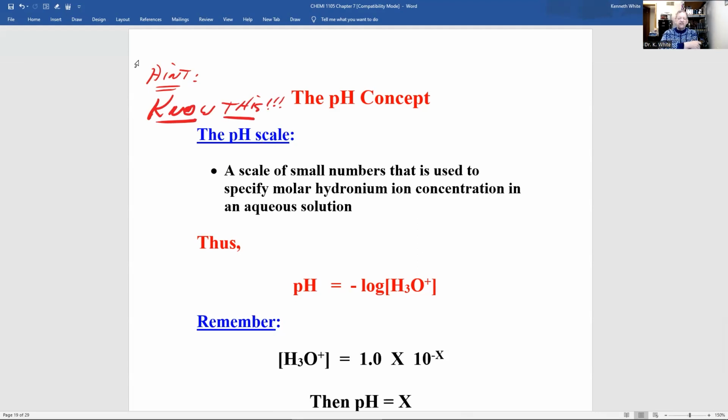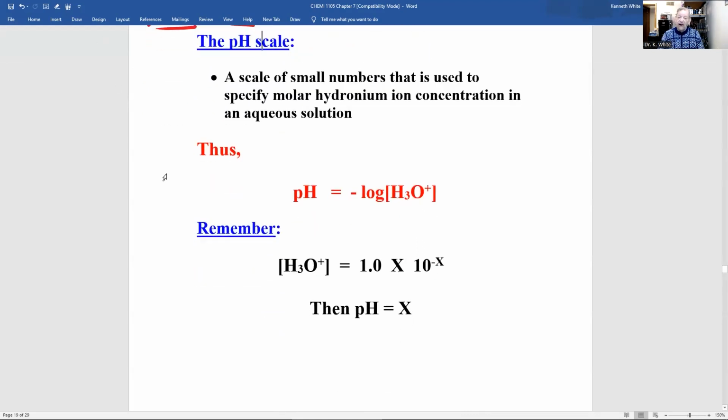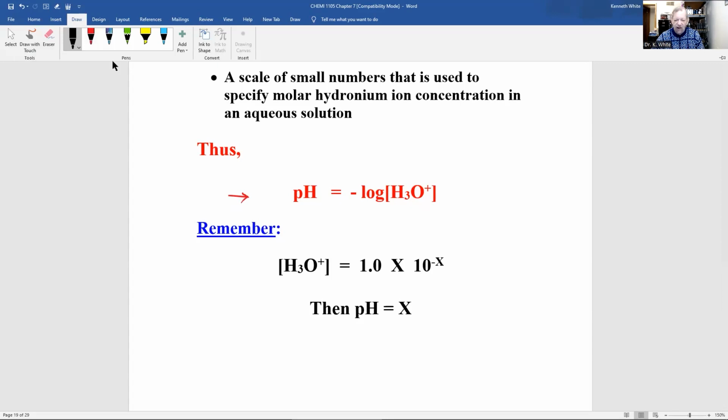All right, what is the pH scale? It's a scale of small numbers that's used to specify the molar hydronium ion concentration in an aqueous solution. I'll never ask on a test or final what the pH scale is, but I will ask you to know how to use it. By definition, pH equals minus the log of the hydronium ion concentration. So if you know the hydronium ion concentration, you can use your calculator, find the log of it, then multiply by -1. That's a lot of work.